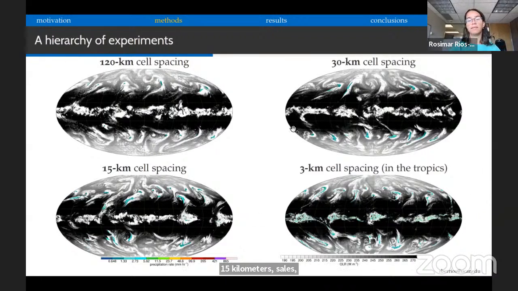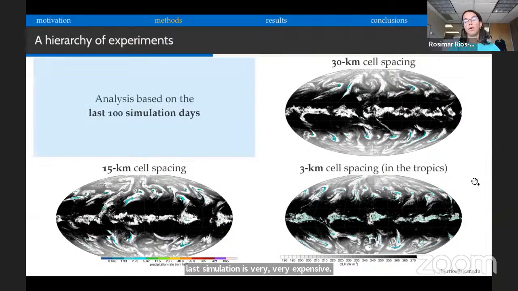So the first 3 simulations are relatively cheap, so they are 3 years long, but the last simulation is very, very expensive, so it's only 4 months long. So we're just going to focus on the last 100 days of the simulations, as we discard some period from the 3-kilometer simulation for spin-up. And so there is a lot that we can take a look at in these simulations. So I'm just going to walk you through a summary of some of the results that we have found.